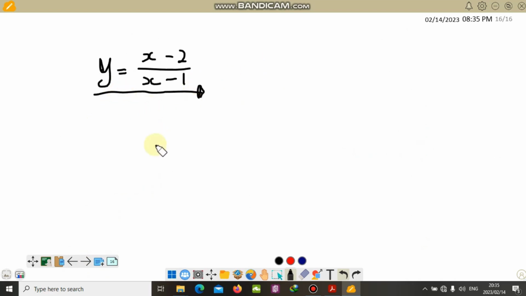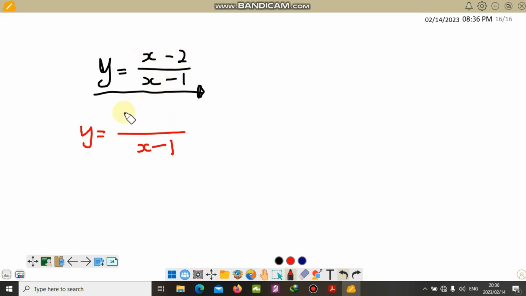So what you need to do from here, let me use a different color. We need to write the numerator, the top part, in a way that we have x minus 1. We have part of the numerator that is similar to the denominator. So y is equal to x minus 1, the denominator. So how can we make sure that we have x minus 1 on the top part?